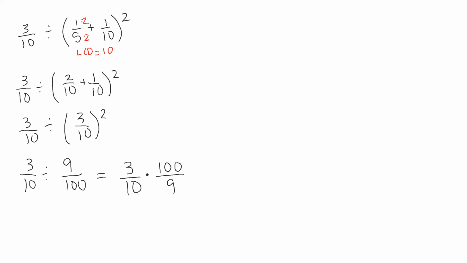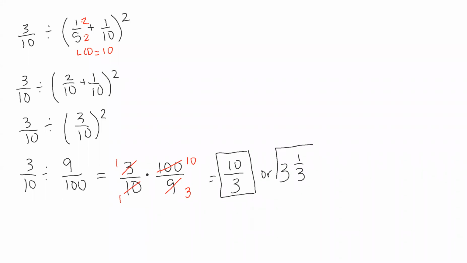All right. We need to look for stuff that'll cancel. I noticed right off the bat, 10 and 100 have a 10 in common. 10 divided by itself is 1. 100 divided by 10 is 10. 3 and 9 have a 3 in common. 3 divided by itself is 1. 9 divided by 3 is 3. We rewrite. So 1 times 10 is just 10. 1 times 3 is 3. That's a perfectly lovely answer. Or if you wanted to, we could say 3 goes into 10 3 times with 1/3 left over. And that's it. All right.